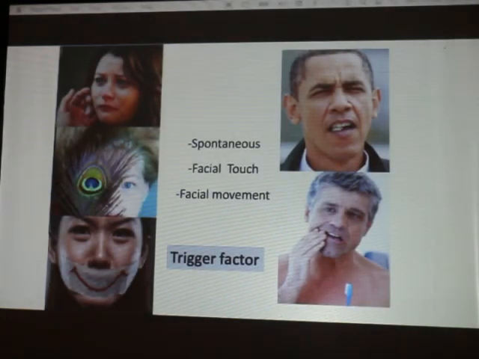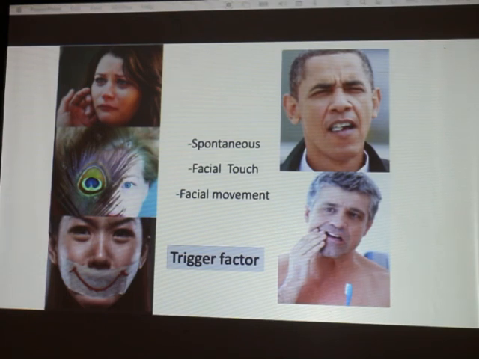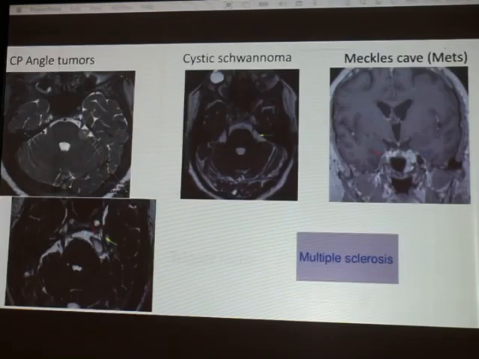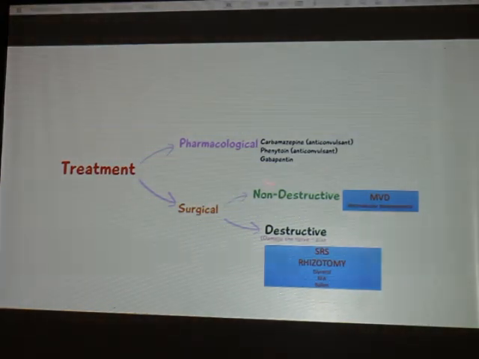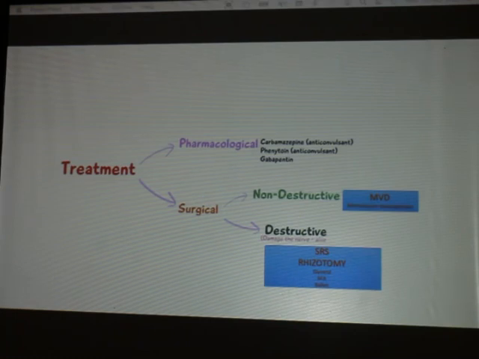These are more aggravated by spontaneous touch and facial movement. These are the trigger factors. I'll skip this. These are the secondary causes of trigeminal neuralgia, and I will not go into the detail. So what I discussed is that the initial treatment is medication. If the patient is controlled with medication, then the patient continues on medication. But if the patient is resistant to medication, then the next line of management is microvascular decompression. And if that is not possible, then SRS comes into play.